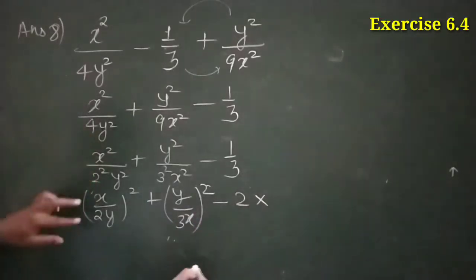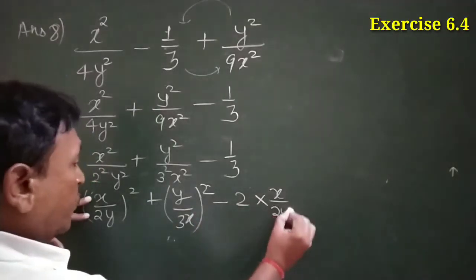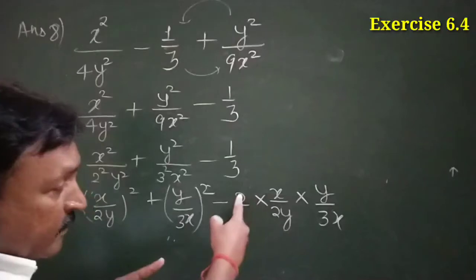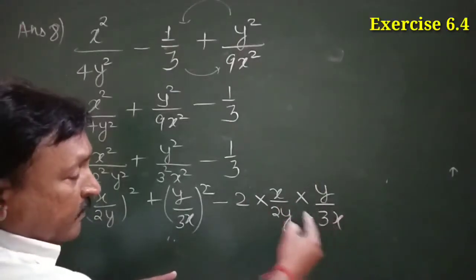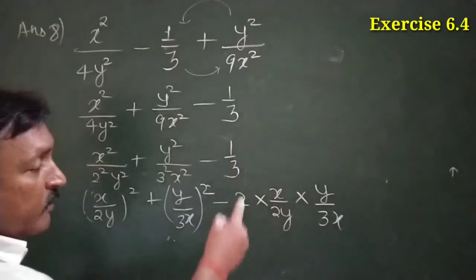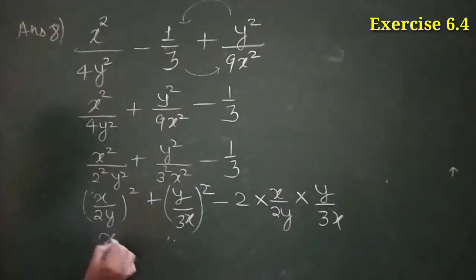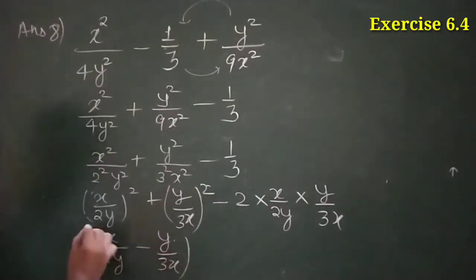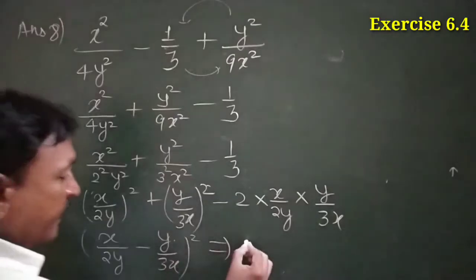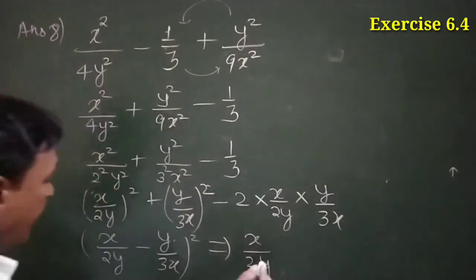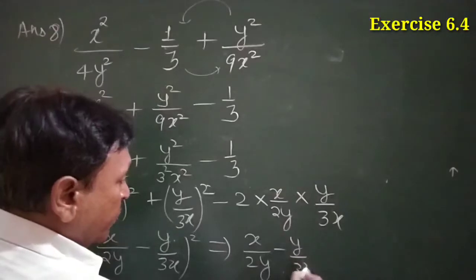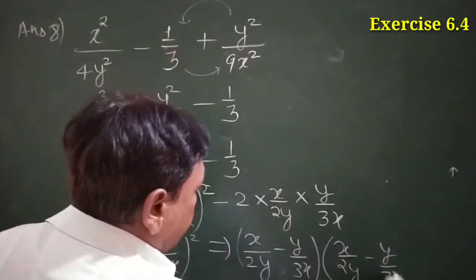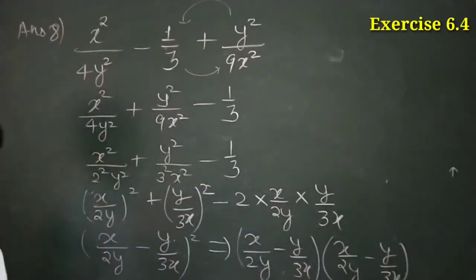Minus 2ab means 2 into x upon 2y into y upon 3x. Just check in your mind. 2 is cancelled by 2, y is cancelled by y, x is cancelled by x. So left only 3 means minus 1 upon 3. We are right. It will become (x upon 2y minus y upon 3x) whole square. Means we can write it 2 times, x upon 2y minus y upon 3x, which is our needed answer. Okay, note it.